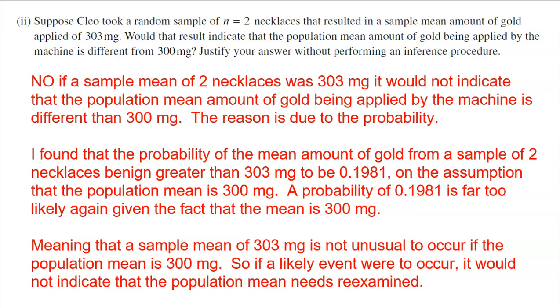No. Here's my justification. If a sample mean of 2 necklaces was 303, it would not indicate that the population mean amount of gold being applied by the machine is different than 300. The reason is due to the probability. I found that the probability of the mean amount of gold from a sample of 2 necklaces being greater than 303 milligrams is 0.1981, on the assumption that the population mean is 300 milligrams. Basically, that's a p-value that I just found. It's the probability of a sample mean occurring or more extreme on the assumption that the null is true, which is that the 300 milligrams is true.